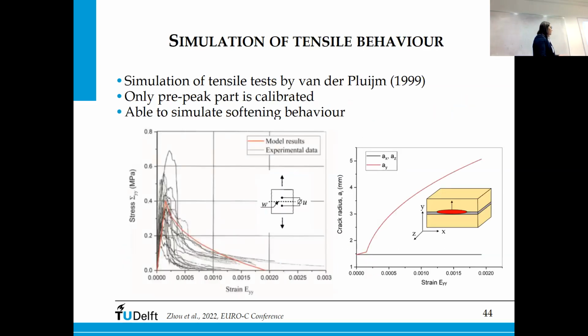And then we did simple verification tests. So we at first tried to simulate the direct tensile test. Here there is a comparison with the test from Van der Pluijm. And we were able to get the post-peak softening response. And the good thing was also that when we tried to do that, we can see that the only crack family that propagates is the one that is actually in the plane of the bed joint.